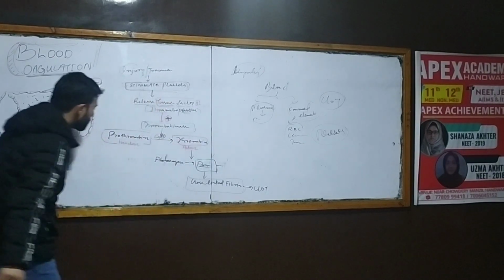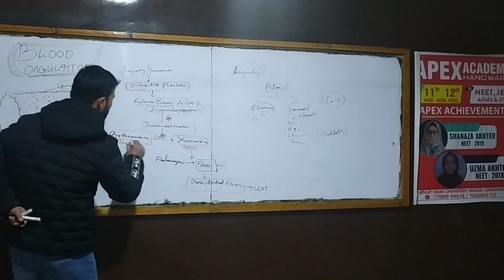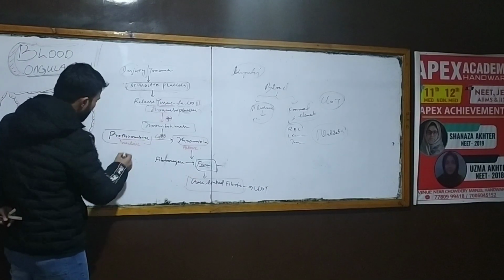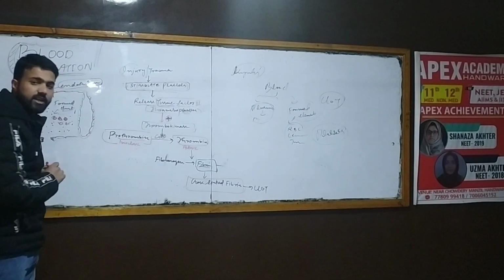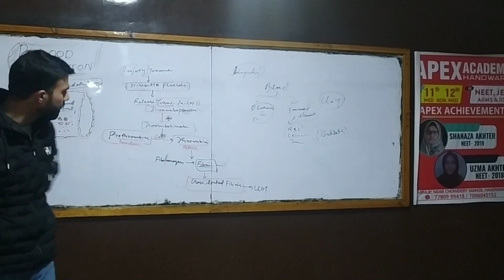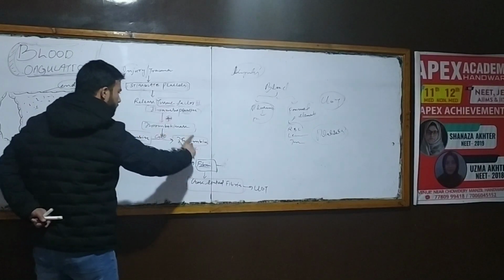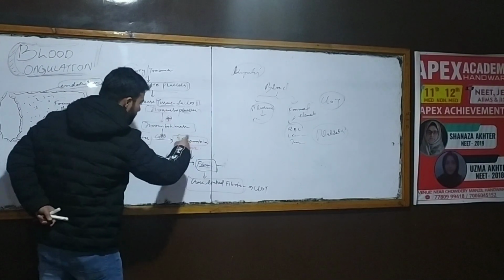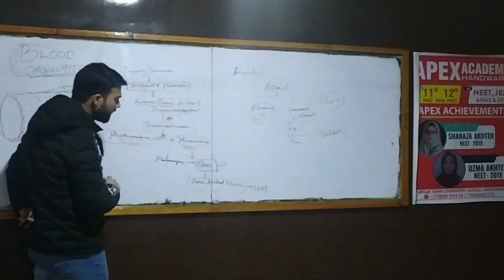This prothrombin is another enzyme, right? But it is inactive in nature. That is why it is called prothrombin, right? This prothrombin is converted into thrombin. This is an active enzyme, right?